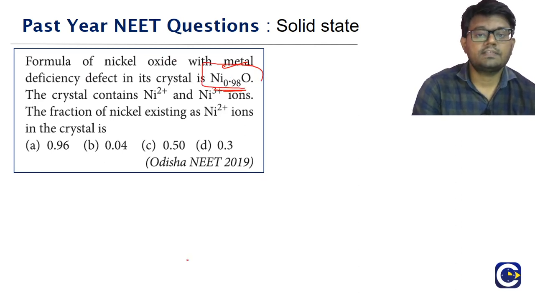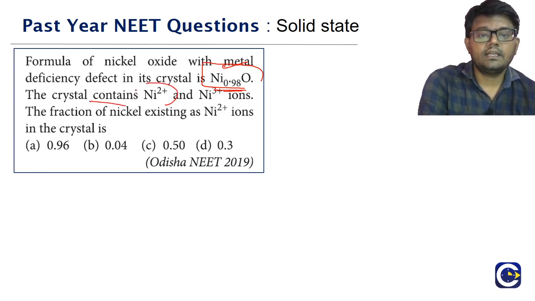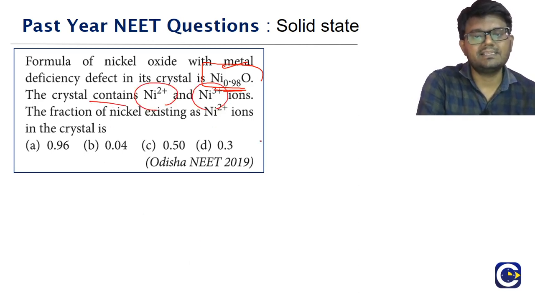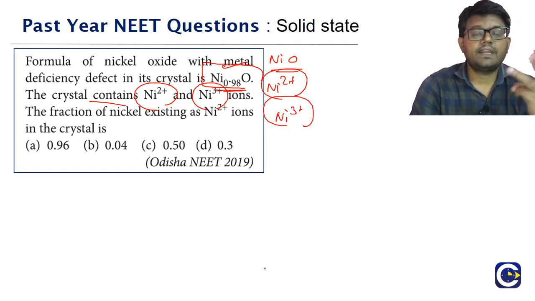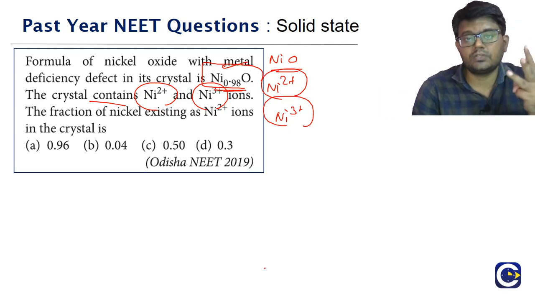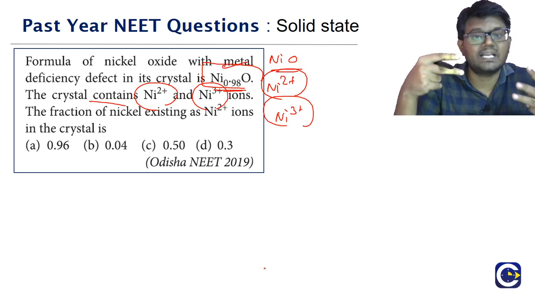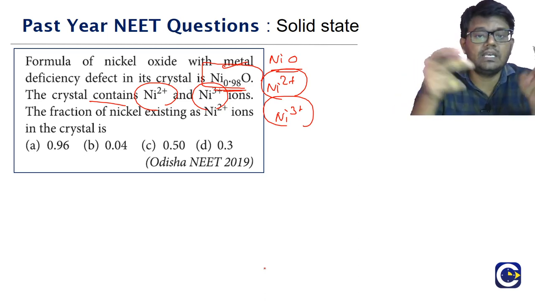What is the formula for the substance? Nickel 0.980. The crystal contains nickel 2 plus and nickel 3 plus. See why this metal deficiency defect comes. If you have nickel oxide, everything is what? Nickel 2 plus. But if some of the nickel 2 plus are replaced by nickel 3 plus, how will they replace? For every 3 nickel 2 plus ions, only 2 nickel 3 plus ions will come. So the count of the nickel will be reduced.